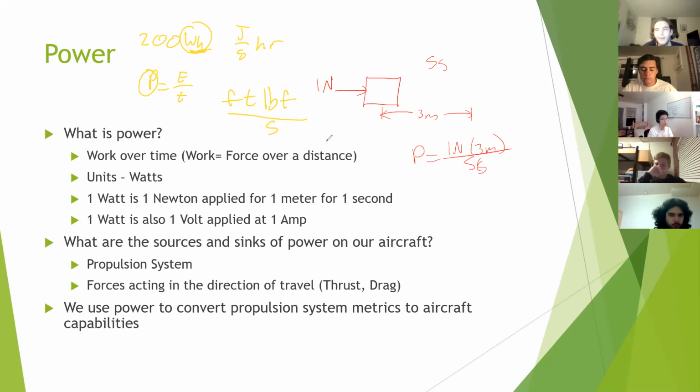Can we not convert it to that? I mean, imperial units is better. Bullshit.